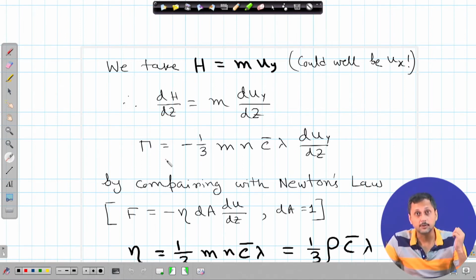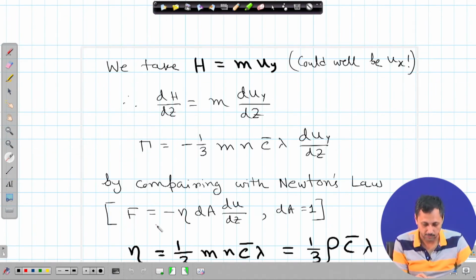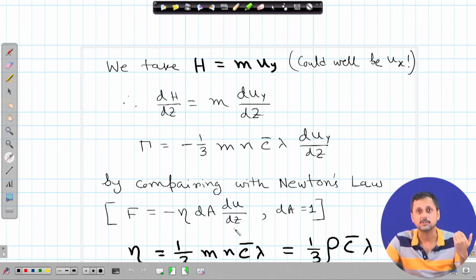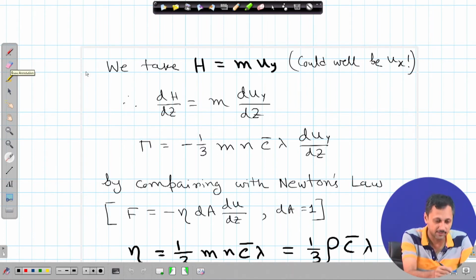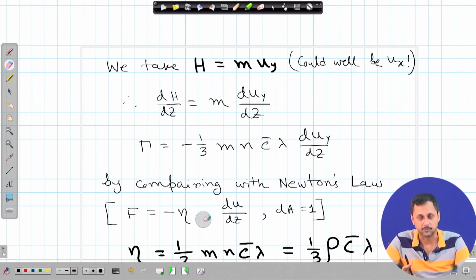Now, we compare it with Newton's law of viscosity, the shear viscosity, and we get F is equal to minus eta dA du/dz. But here we remember that we are talking about molecular flux already. So, we are discussing everything in terms of unit area. So, dA is equal to 1. We can omit this term dA from this expression as well, but anyway, we understand that dA is equal to 1.